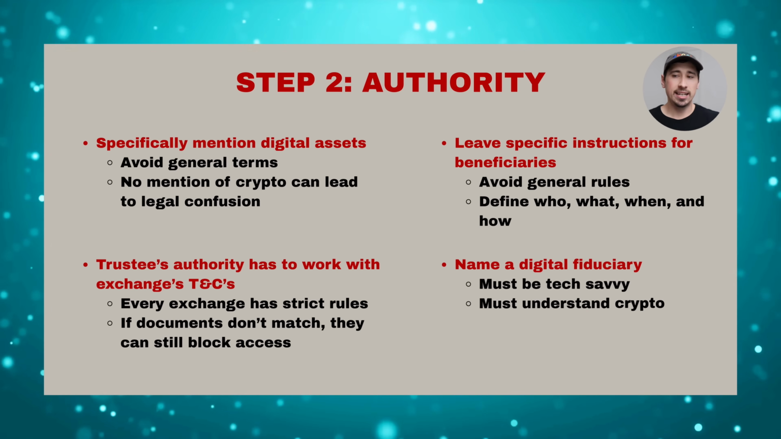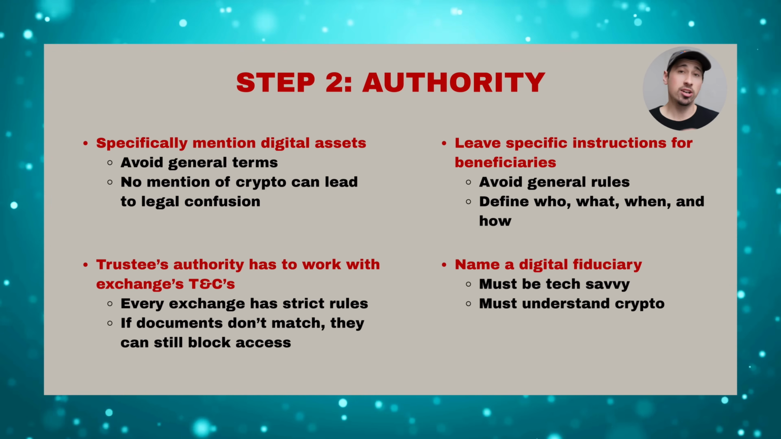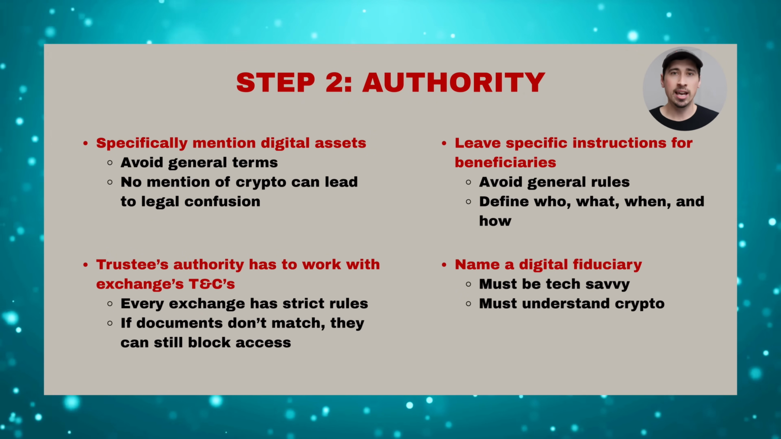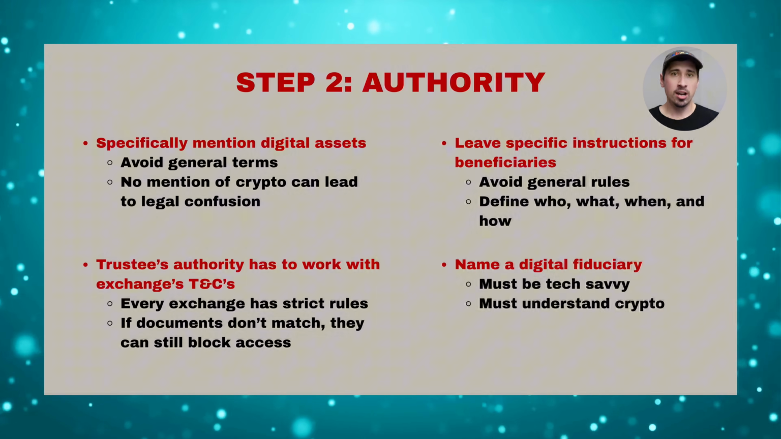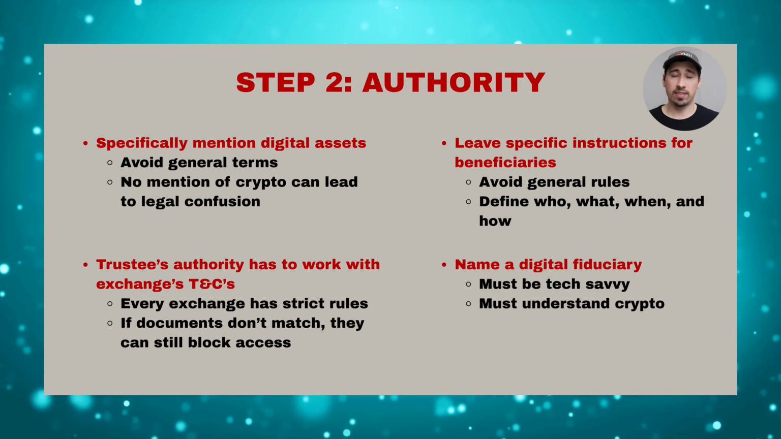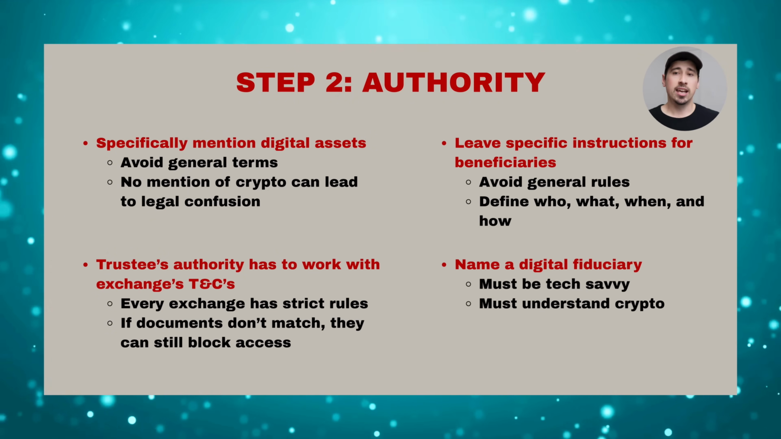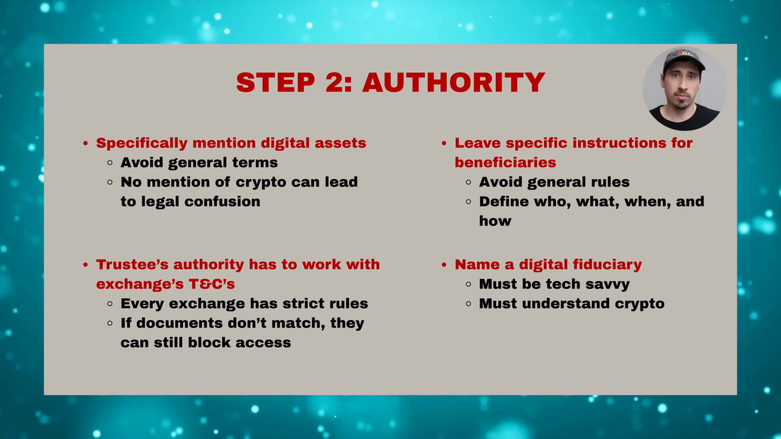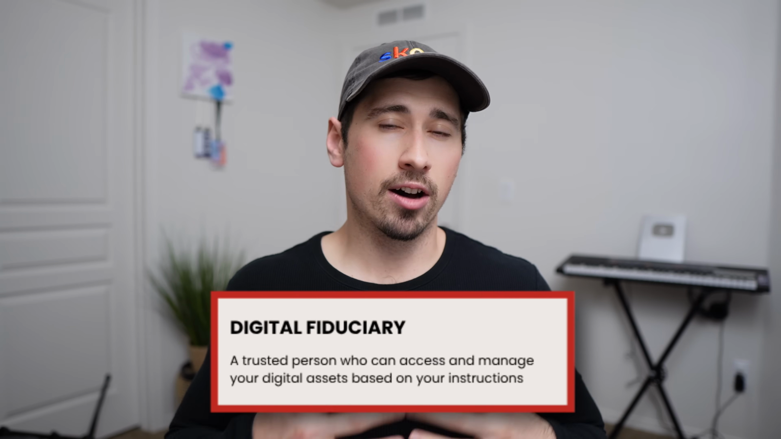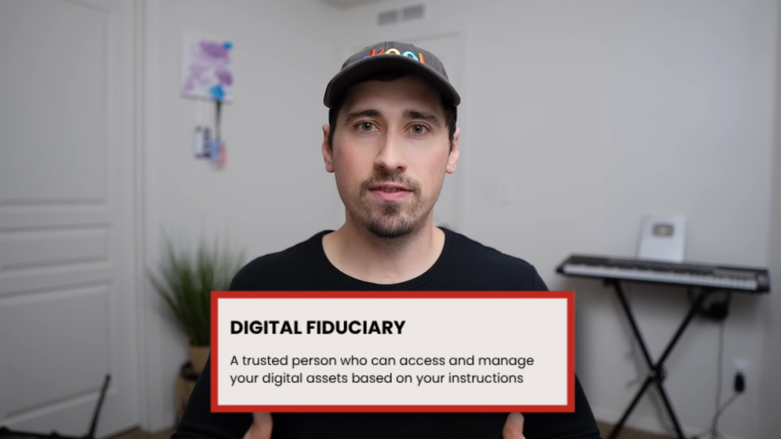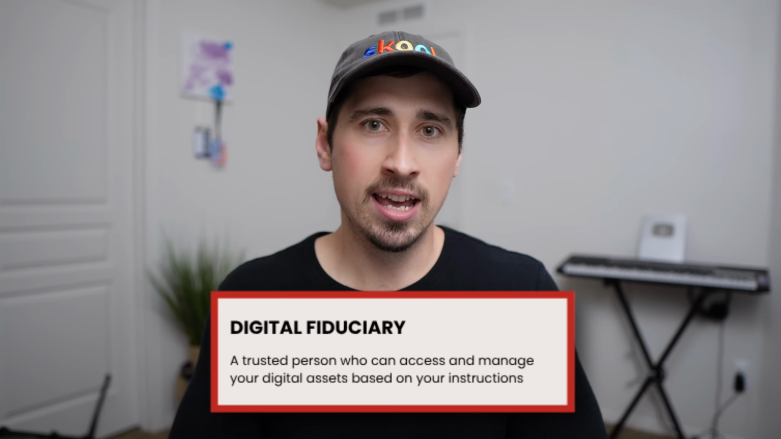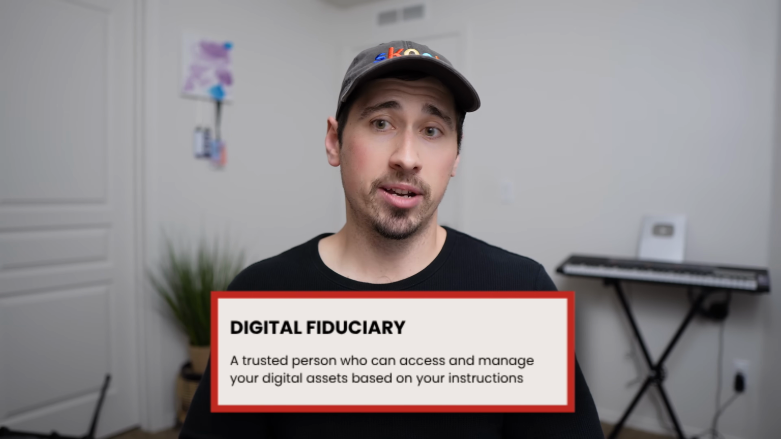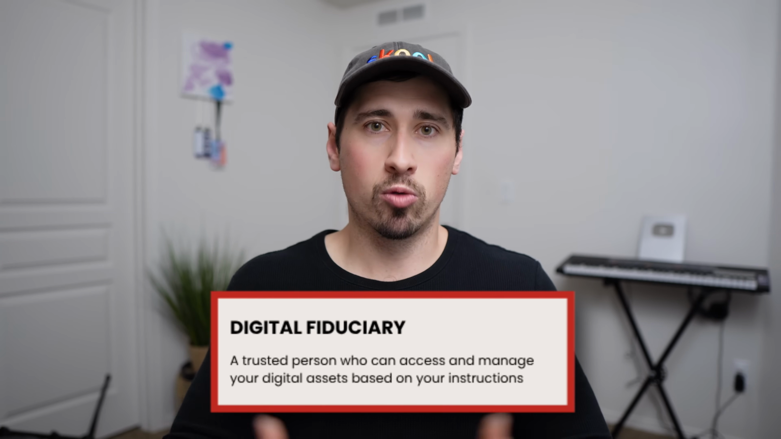And finally, you need to name a digital fiduciary. Now, this could be the trustee or it could be someone else. They're basically your crypto executor. So this is the person who's going to ensure that the trustee and the beneficiaries can do all the technical stuff that the documents say. This person should have an idea of how crypto works so that they can safely navigate everyone through the process. Think of them as the translator between the legal plan and the real-world execution.